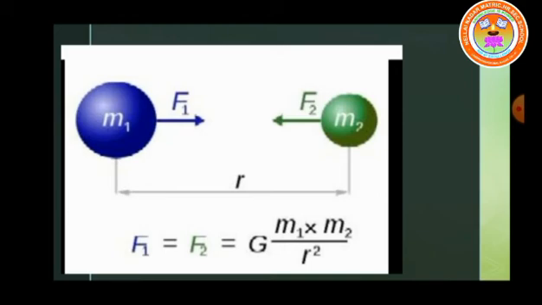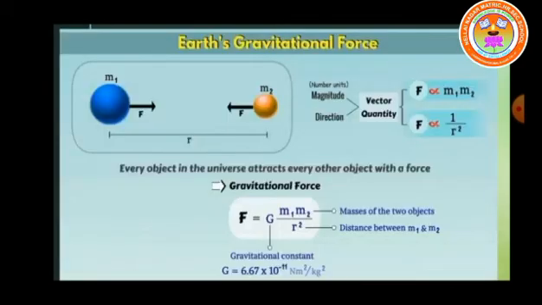Let m1 and m2 be the masses of two bodies, A and B, placed r meters apart in space. So force is directly proportional to the product of their masses, m1 and m2. We are considering two objects. One object's mass is m1, the other object's mass is m2.